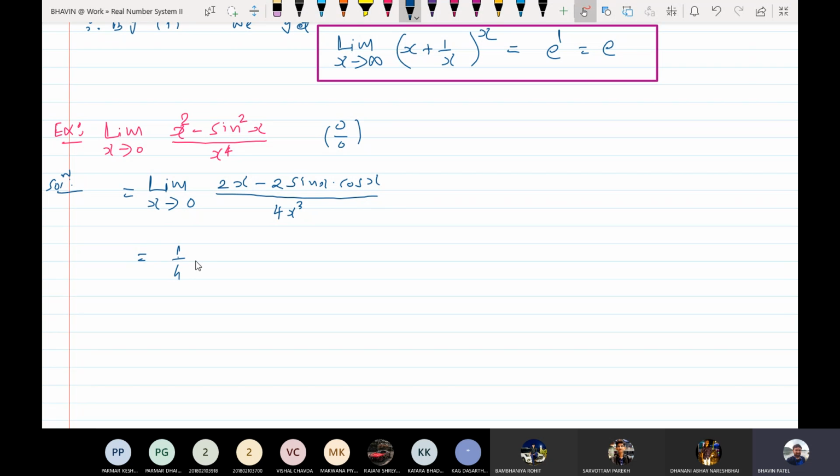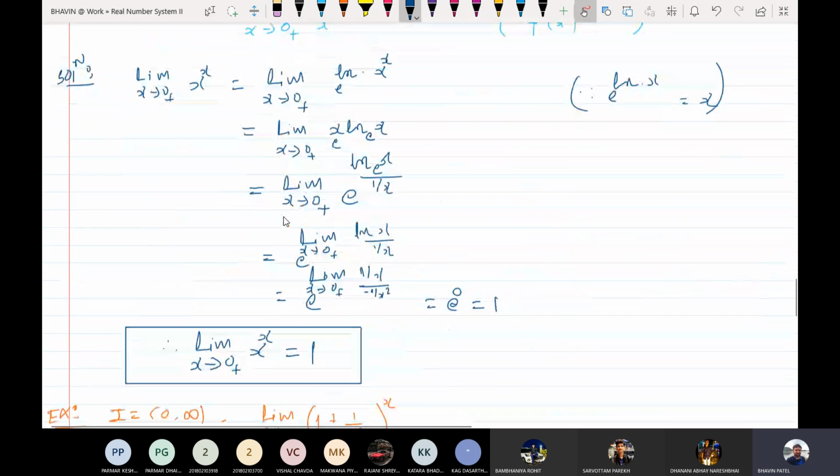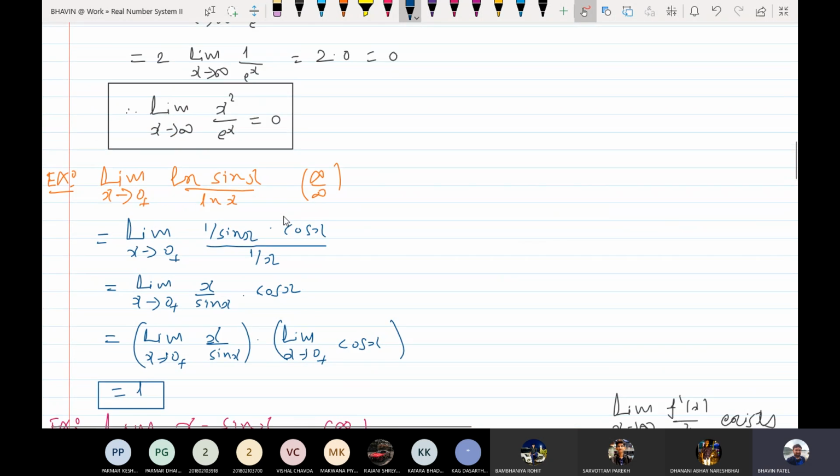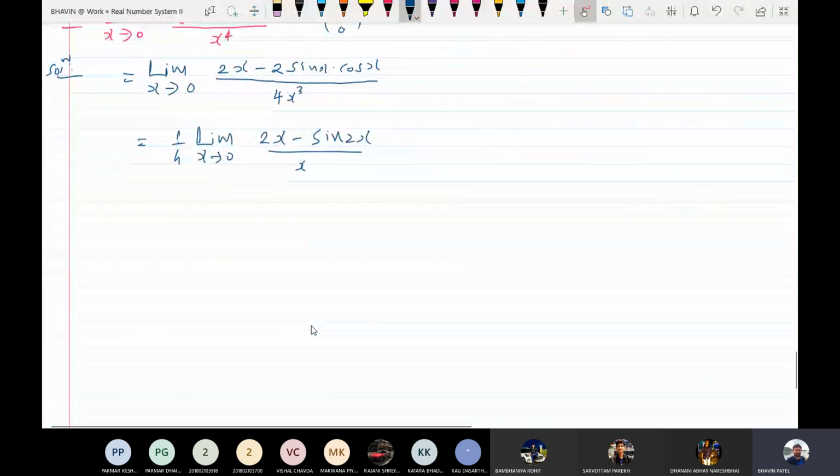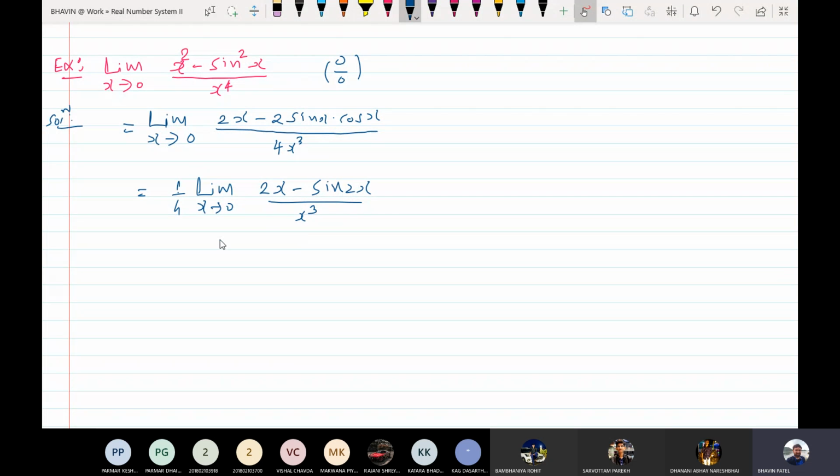So now you can take 2 common, or I will keep 1 by 4 outside of this limit, x tends to 0. So this is 2x minus sine 2x. I think we have seen this example before. x square minus sine square x upon x raised to 4 or x raised to 3. So this is 1 by 4, this is x cube. Okay, 1 by 4, limit x tends to 0.